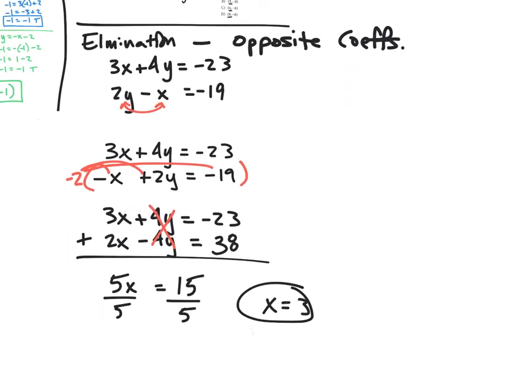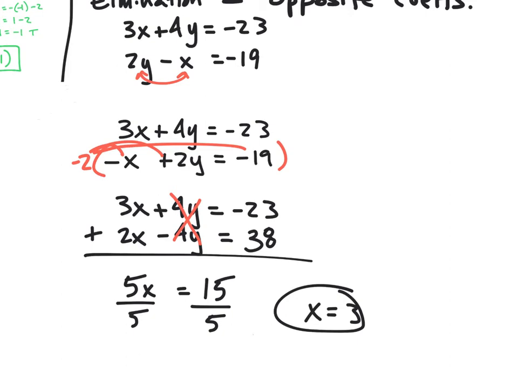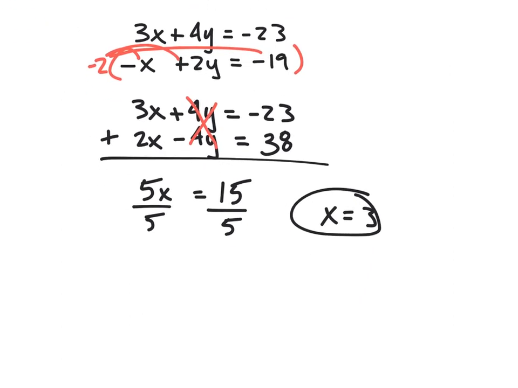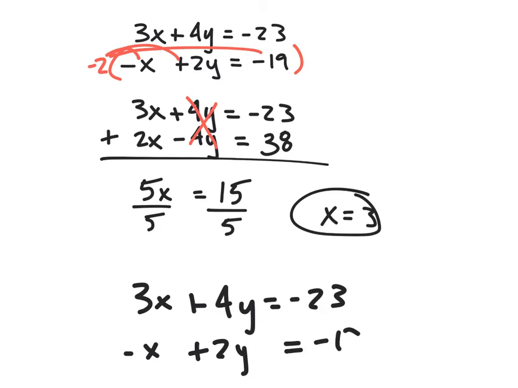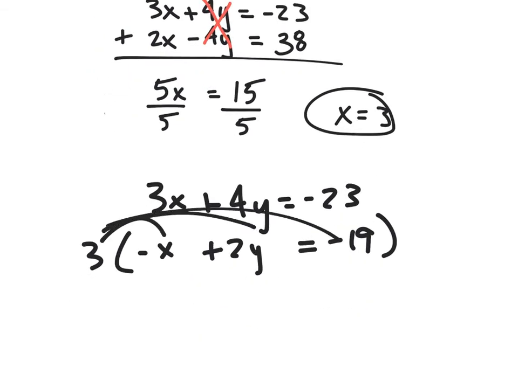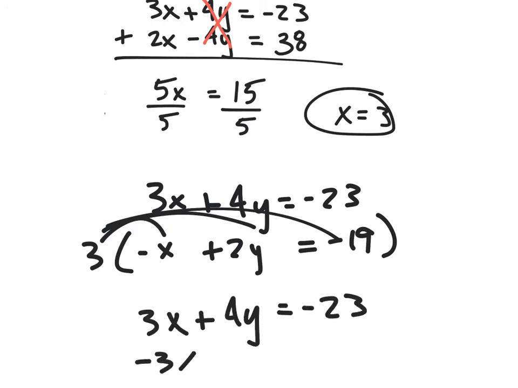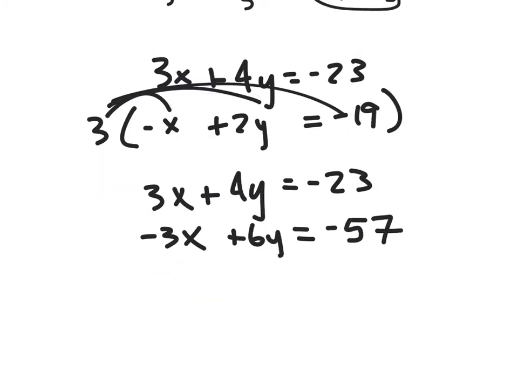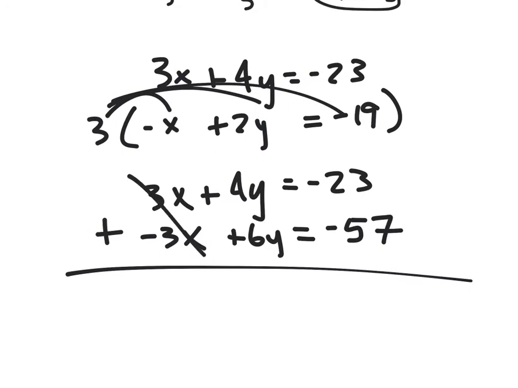How would you get the negative 8 using elimination? Good question. So you could eliminate x if you wanted to. Let's just do it real quick. You guys don't have to write this down. You had negative x plus 2y equals negative 19. I would have simply multiplied this entire equation by 3 to get that opposite coefficient. And you distribute, you do the same thing. So you get 3x plus 4y equals negative 23. You get negative 3x plus 6y equals negative 57. And then add them together. And that's the same thing you had before.